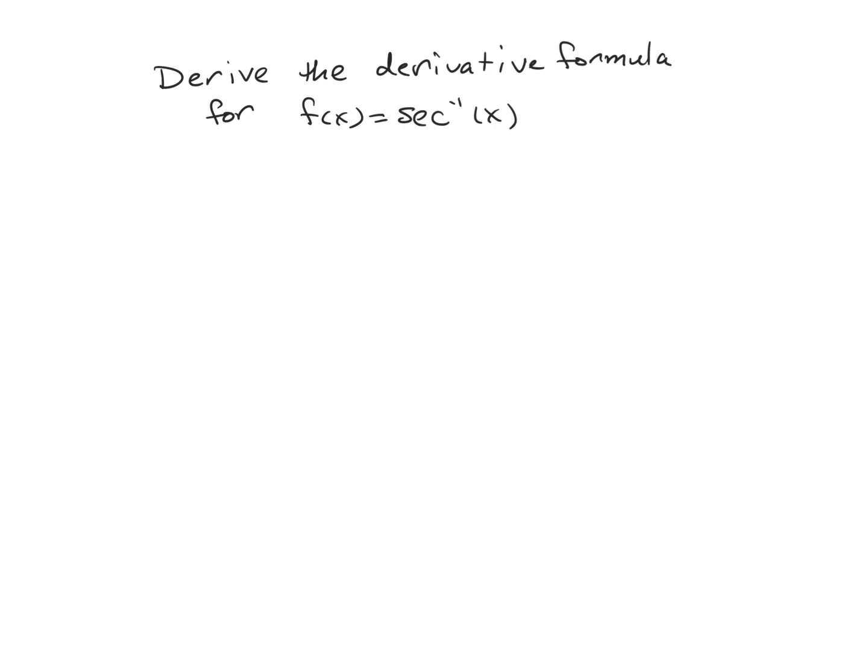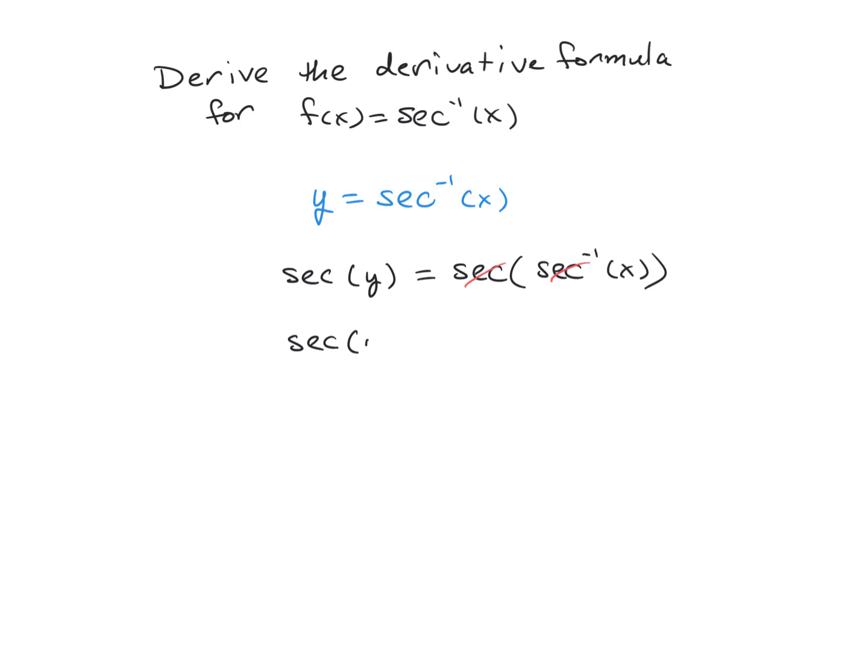Hello again. So the goal for this problem is to derive the derivative formula for the inverse secant function. And our first step is going to give it a name. We're going to call it y is the secant inverse of x. Our next step is to take the secant of both sides of this. So the secant of our function y is the secant of the secant inverse of x. And because those are inverse functions, we're going to have the statement secant of y is equal to just x.